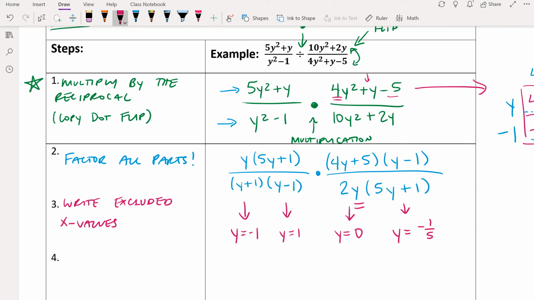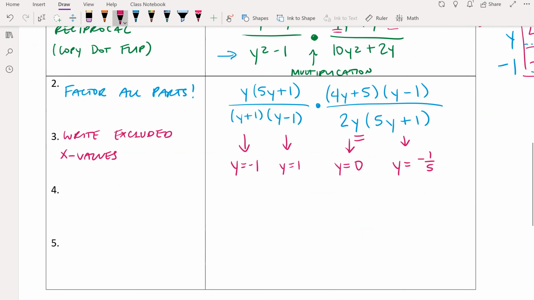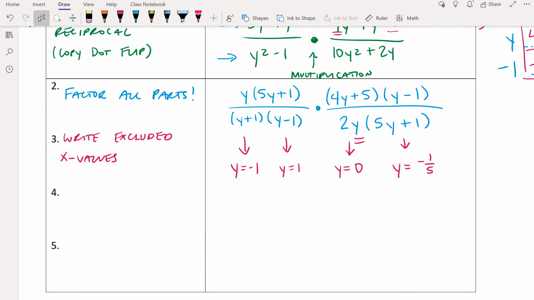Okay, so now that we've got all those, let's go ahead and write them at the bottom just like we did last time because they're going to be part of our final answer. And because they're excluded, we're not allowed to equal those solutions. We're not allowed to equal those zeros. We're actually going to write y is not allowed to equal negative 1, 1, 0, and negative 1/5. And that's because all those values will make the denominator equal 0. If we plug in any of those values, the denominator would equal 0.